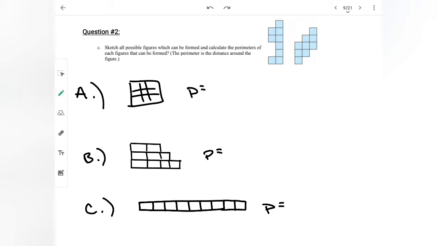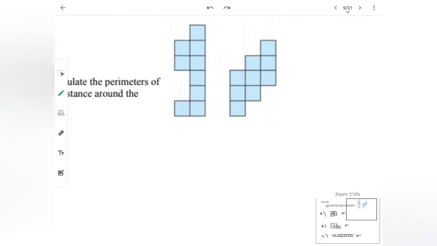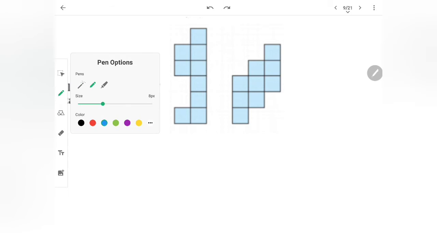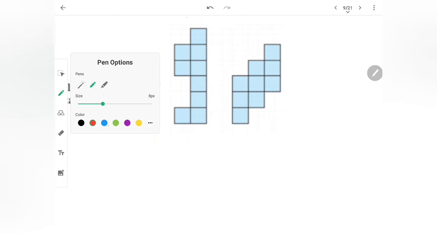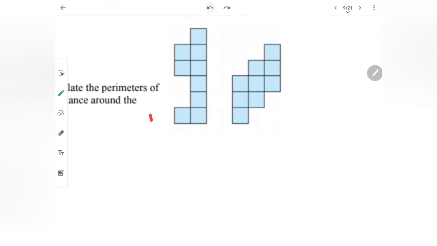So the perimeter is the distance around the figure, and we'll go ahead and just zoom in right here to give a little example. So this figure right here to the left, figure 1, that is too thick.